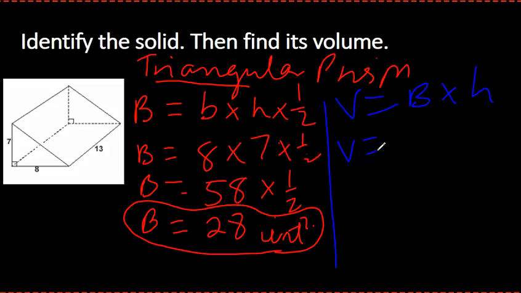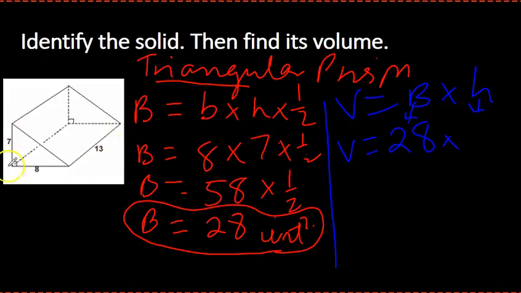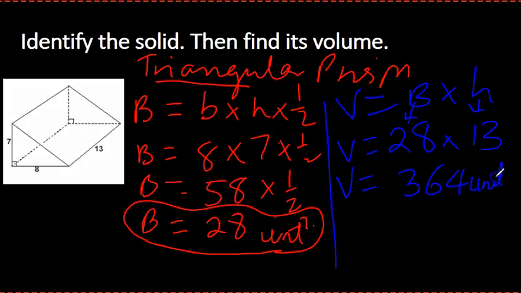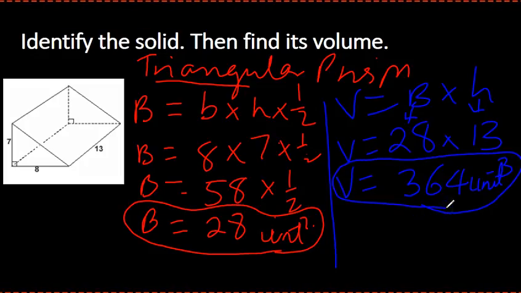So now that we have found the base area, we can use it to replace the capital B, and then the height. Now remember, the height is not the height of the triangle anymore. No, it is the height of the whole prism. So it is this part lying down here. Okay, 13. All right, so 28 times 13 should be 364. And now it is cubic units. Be sure to put that in because it makes a difference. It tells us that this is cubic units, three-dimensional. Okay, so that's the volume.